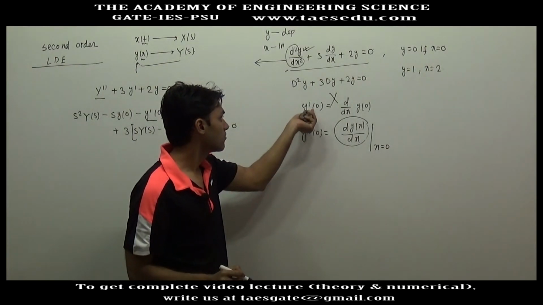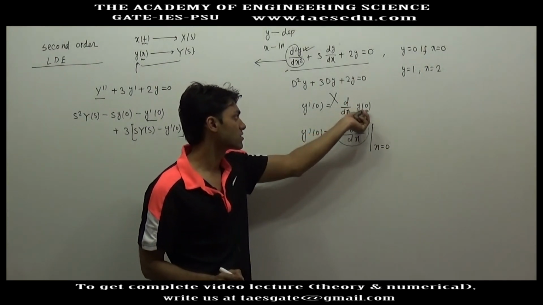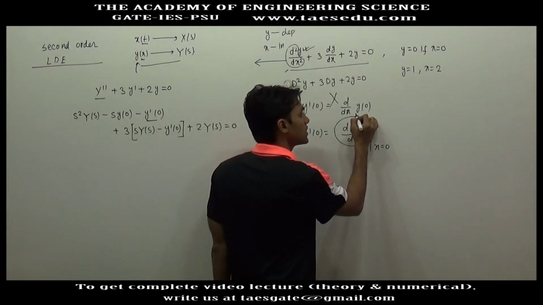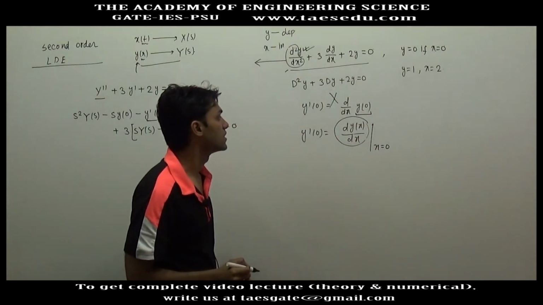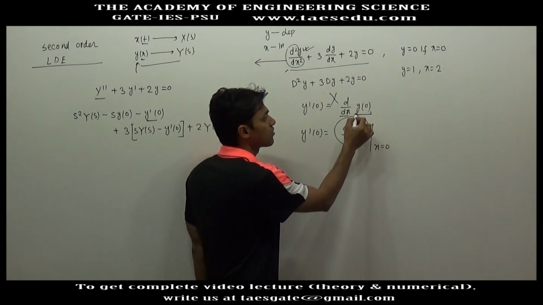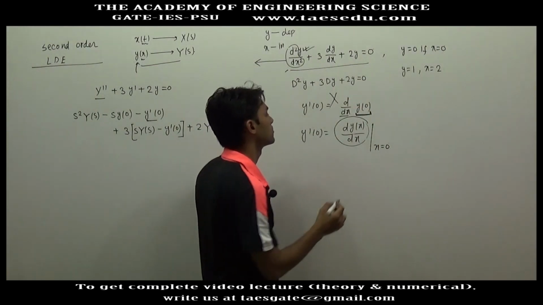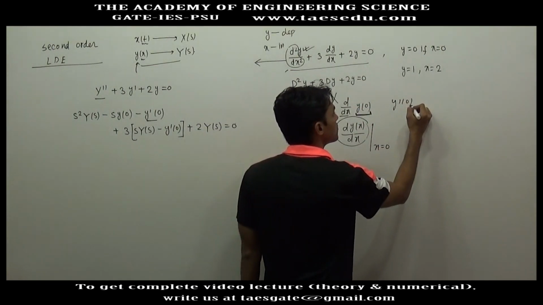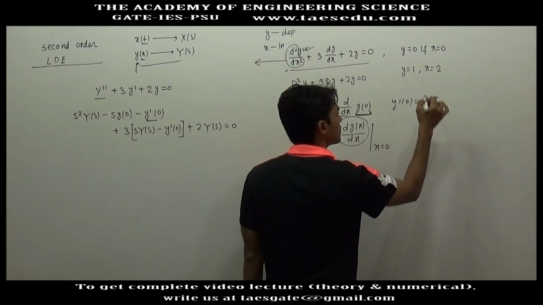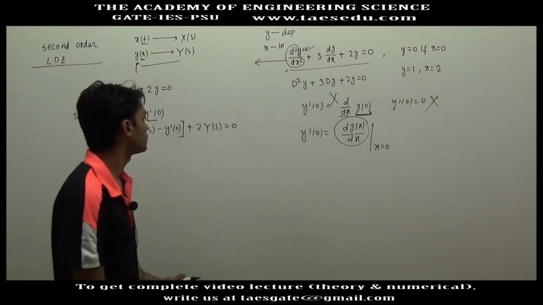Instead, if you take y dash 0 equal to d by dx of y0, y0 will always give you a constant quantity, and differentiation of a constant quantity is always 0. So y dash 0 will always be 0, which is not correct.